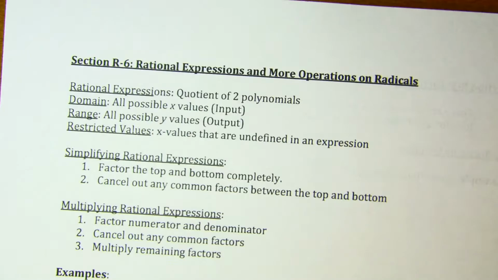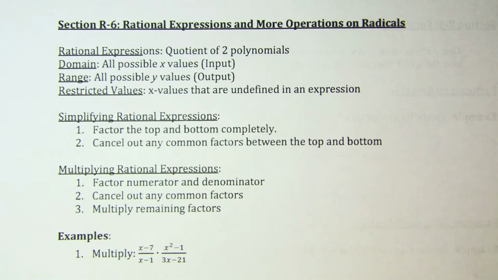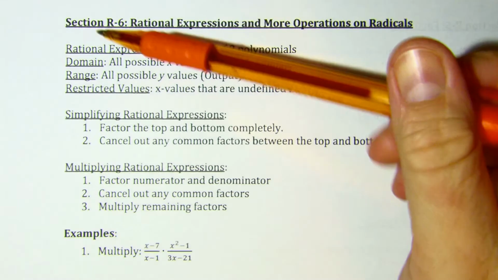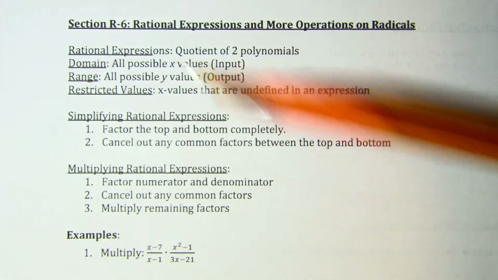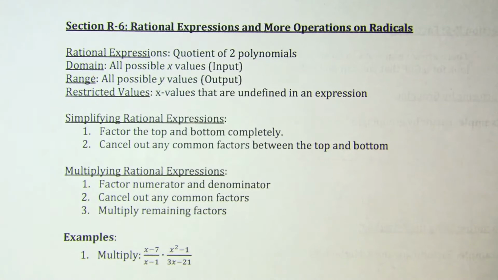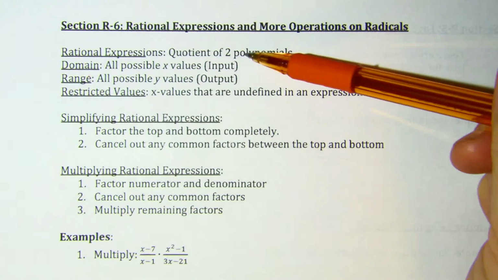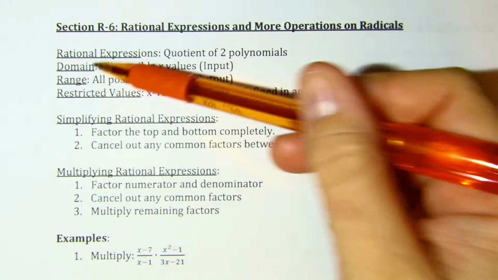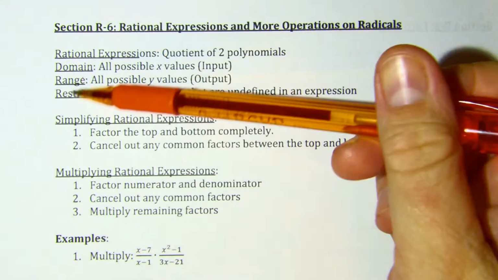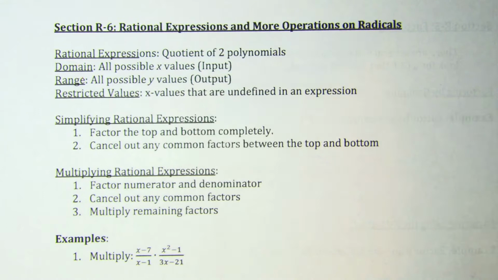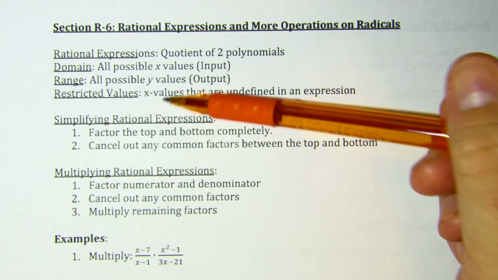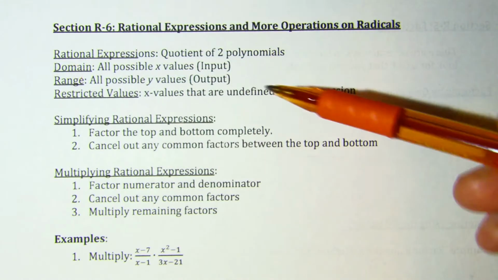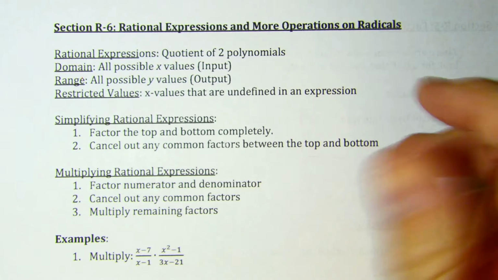Last page. Rational expressions. So when we're talking about rational expressions, one of the things we need to always remember is that we can never, ever, ever in any level of math ever divide by 0. So we're going to talk more about the domain and range and restricted values. So a rational expression is just a polynomial over a polynomial. The domain is all our possible x values or our input. Range is possible y values or output. Restricted values are values that would make this undefined. In other words, what would make the denominator 0?